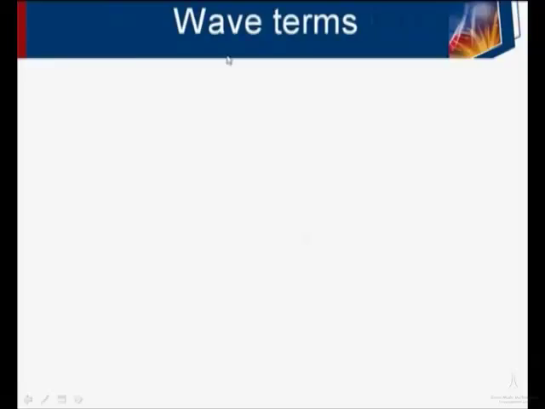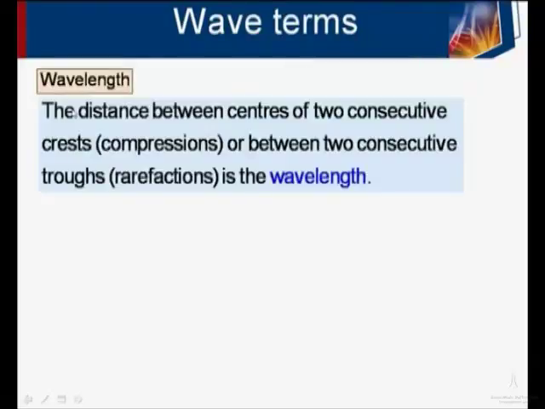We're now going to look at some wave terms. The first term we're going to look at is the wavelength. The wavelength is the distance between the centers of two consecutive crests or compressions, or between two consecutive troughs or rarefactions. This is defined as the wavelength.